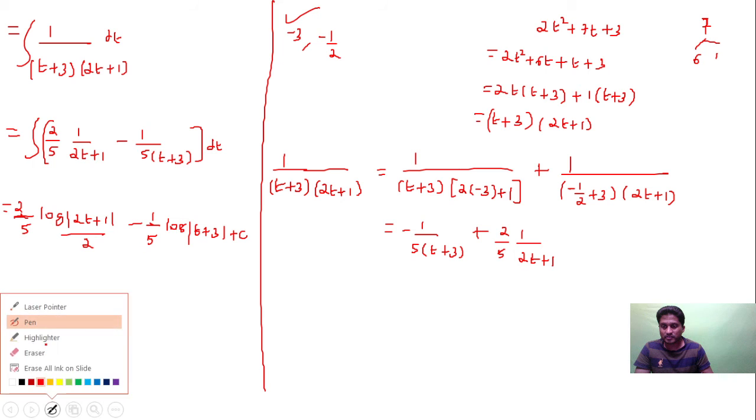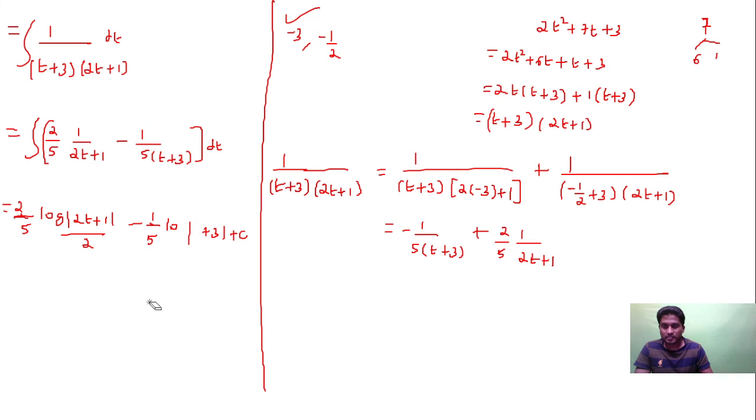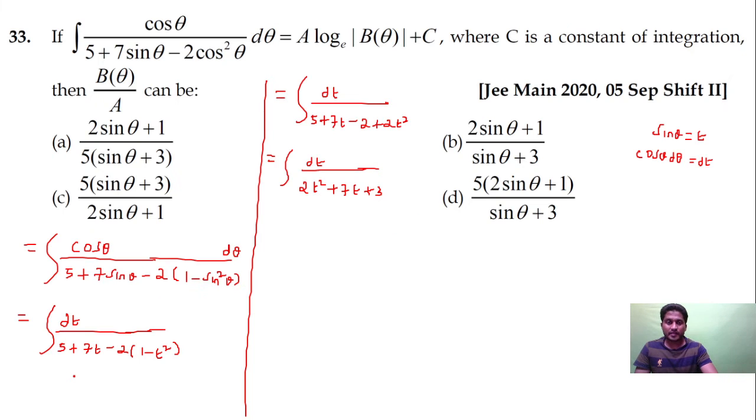Okay, so this is log and this is t. I'm going to cancel this 2 and 2. You get 1 upon 5 you take outside. Log m minus log n is log m by n. So this is log of 2t plus 1 upon t plus 3, and then plus c. So this is 1 upon 5 log of, substitute the value of t. T value will be equal to sin x.